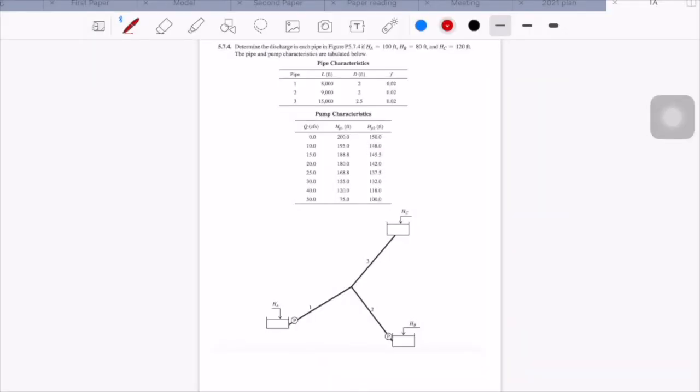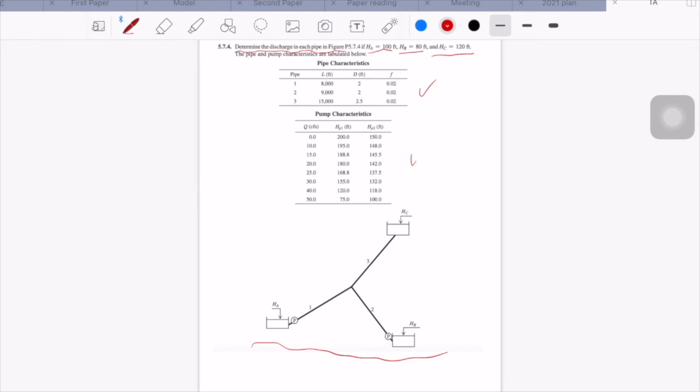So we have done this problem. For the last problem, we need to determine the discharge in each pipe in this figure, and we know HA equals 100 feet, HB equals 80 feet, and HC equals 120 feet. And the problem also gave us each pipe's characteristics and the pump characteristics. For this table, the problem gave us the pipe characteristics, and for this table, the problem gave us the pump characteristics.